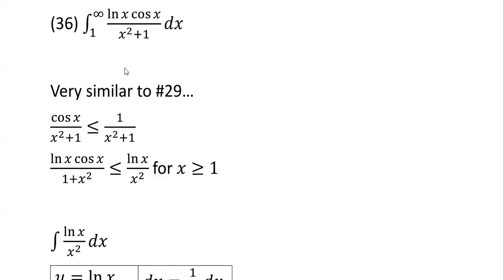Number 36, integral from 1 to infinity, ln x times cosine x over x squared plus 1 dx. This is improper because the upper limit's infinite. We don't have a domain restriction here, or we technically do.